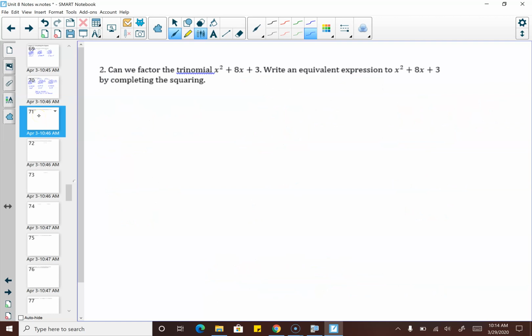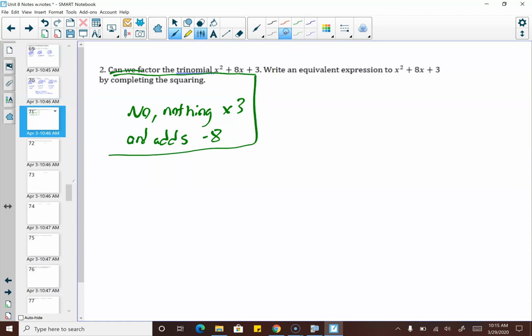So can we factor the trinomial x² + 8x + 3? And then we want to write an equivalent expression to that by completing the square. So if we look at this first part here, can we factor this? The answer is no. Nothing multiplies to 3 and adds to 8. So now what we're going to do is the process of completing the square.